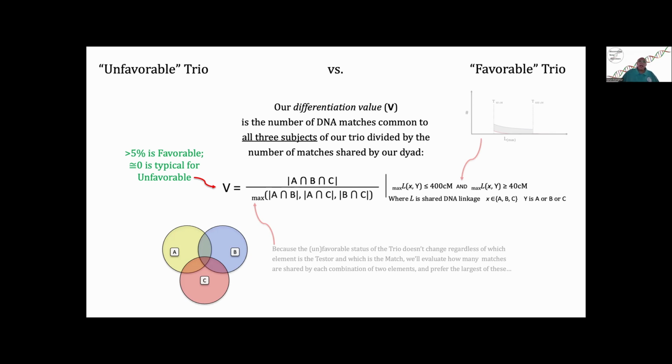By analyzing actual DNA shared match trios from real DNA matches, what I found is that unfavorable trios tend to generate values at or near zero. In fact, the largest value I've seen is just under 4%, and I can speak to that separately. So my working definition is that anything greater than 5%, and the smallest value I've seen is more than 8%, is a favorable trio.